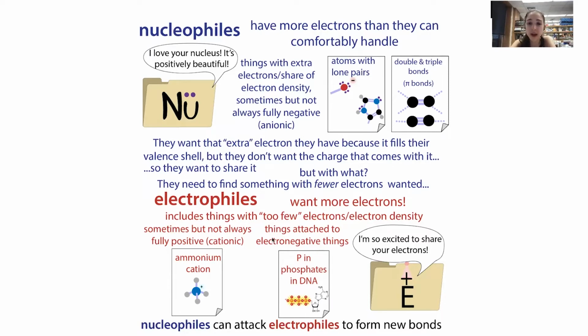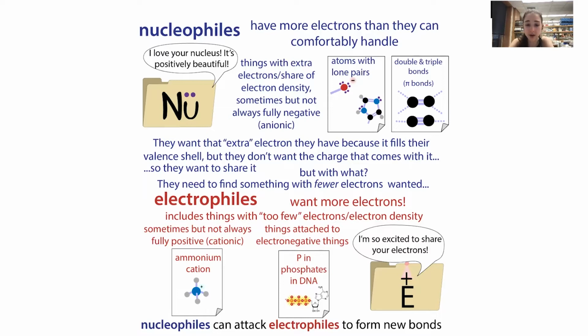And the place where it can find them is an electrophile, which is something that wants electrons. The reason why we call this a nucleophile is because it's seeking a nucleus. A nucleus is where the positively charged protons are, right? And so that's where it's going to get its help, sharing that electron burden. Nucleophiles are sometimes, but not always, negatively charged. And electrophiles are sometimes, but not always, positively charged. And these electrophiles have too few electrons or electron density.